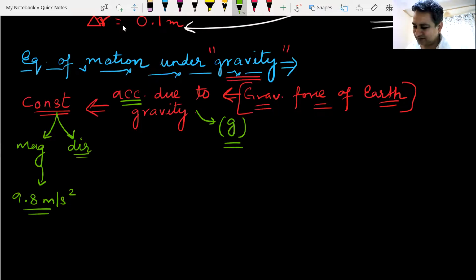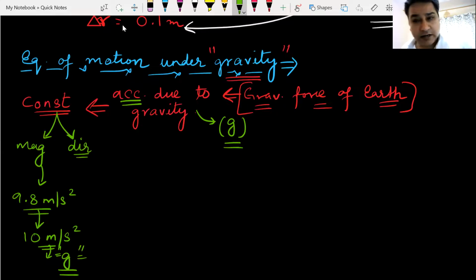But in some questions, we might just take it as 10 to make the question simpler, instead of 9.8. In some questions, remember, this is not 10. It is not even 9.8 at all points. It is changing. But for questions, we will take it as 9.8 or 10, or in some cases, we will simply take it as g. There will be some questions, which you call alphanumeric questions, in which we will take it as g only. So 9.8 or 10 or g, all are values of acceleration due to gravity.